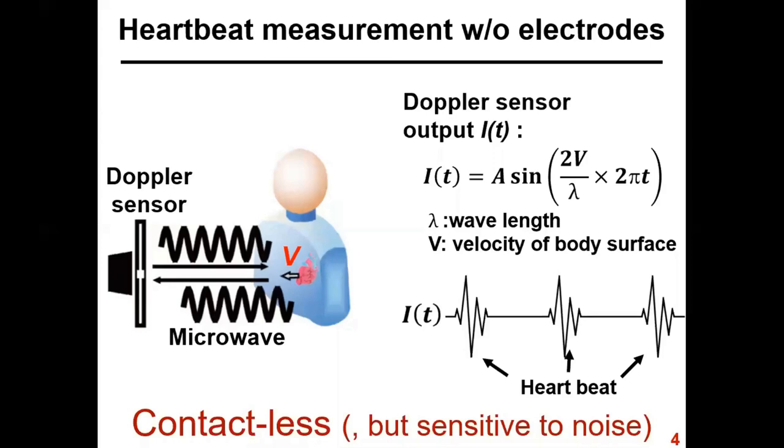This sensor uses the Doppler effect to detect heartbeat. The transmission wave is reflected by the human body, and then its frequency is shifted by the Doppler effect. This shift is caused by the vibration of the body surface caused by the heartbeat. So the reflected wave contains heartbeat components. However, this method is very sensitive to noises such as body motion or any other environmental noises.